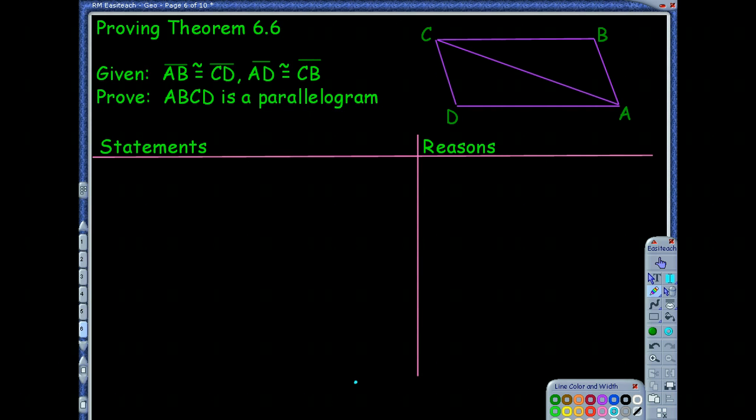One thing to notice is, and if you're wondering what's theorem 6.6, if you look back in your notes, or you can even just look at what they're giving you. They're giving you segment AB is congruent to segment CD. So let me label that. And segment AD is congruent to segment CB. So this must be the opposite sides are congruent theorem. That we're trying to prove basically that if we give you that, then it is a parallelogram. By that theorem. So we're trying to prove why this theorem actually works.